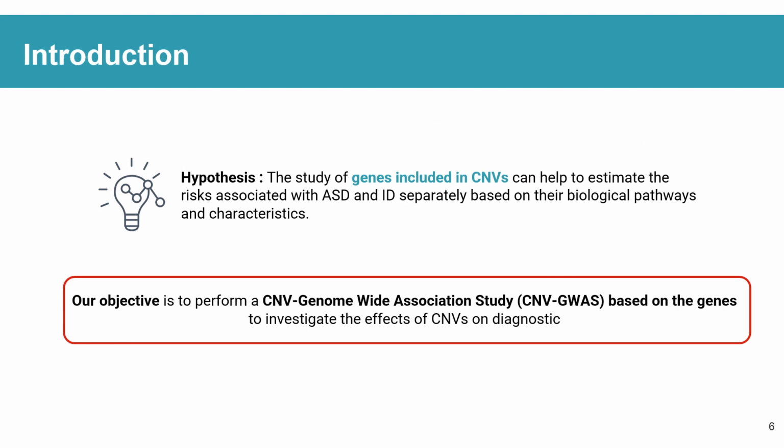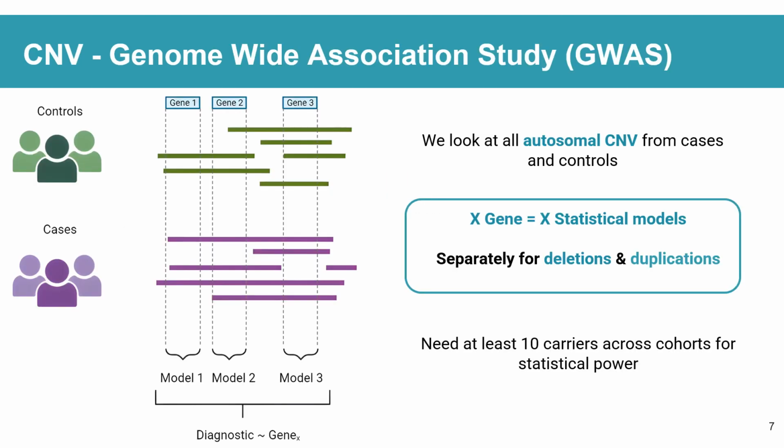In order to disentangle the effects of CNVs on ASD and ID, my project is to study the impact of genes that are encompassed in the CNVs. Our objective is to perform a CNV GWAS based on the genes to investigate the effect of CNVs on the diagnosis. To perform this GWAS, we have the CNVs for cases and controls, and for each gene included in a CNV, we'll perform a statistical model that will estimate the diagnosis according to the number of carriers of this gene. We will have one statistical model per gene included in a CNV, and we will apply them separately for deletions and duplications.